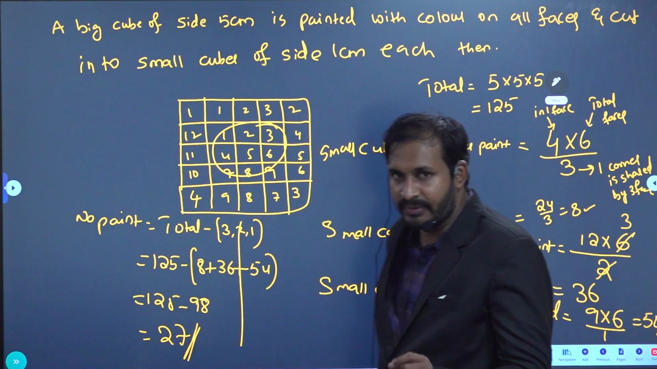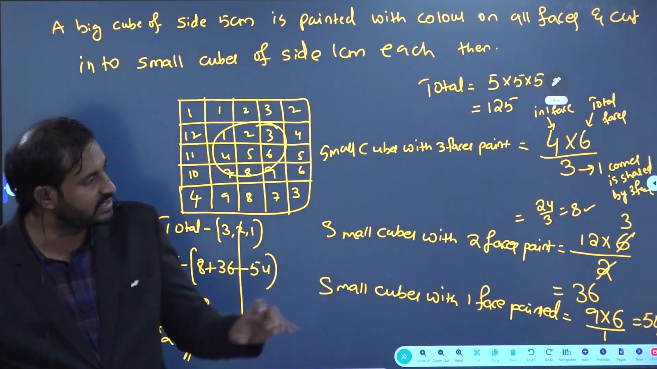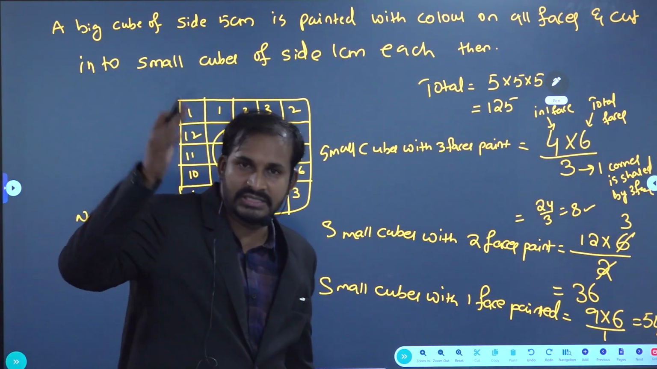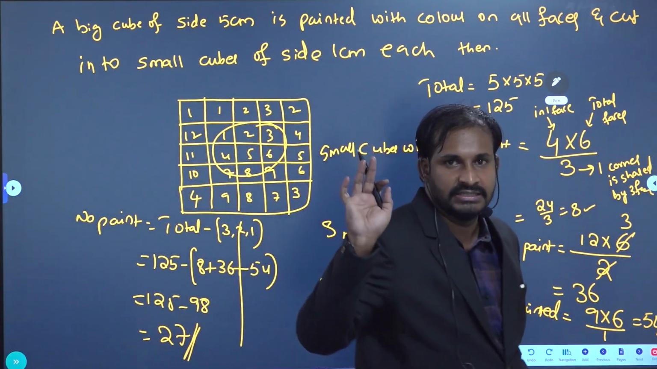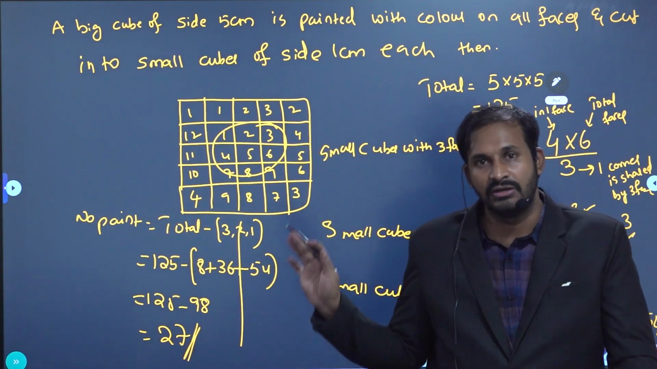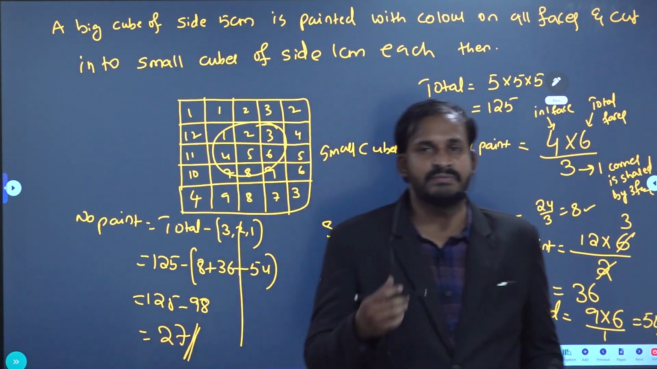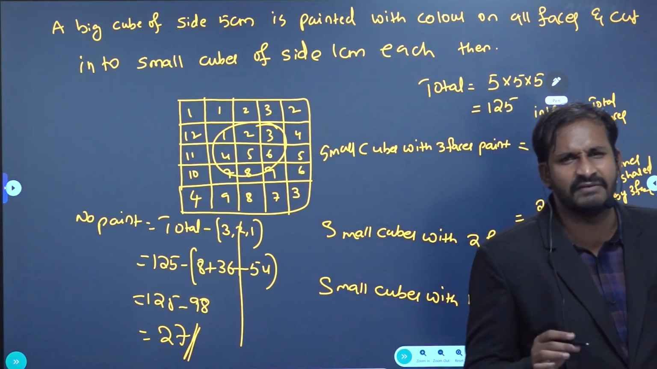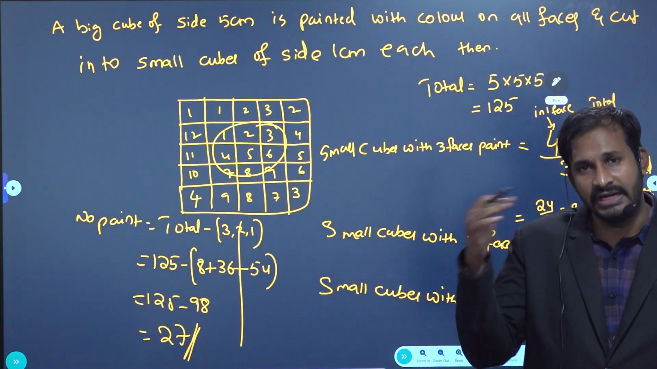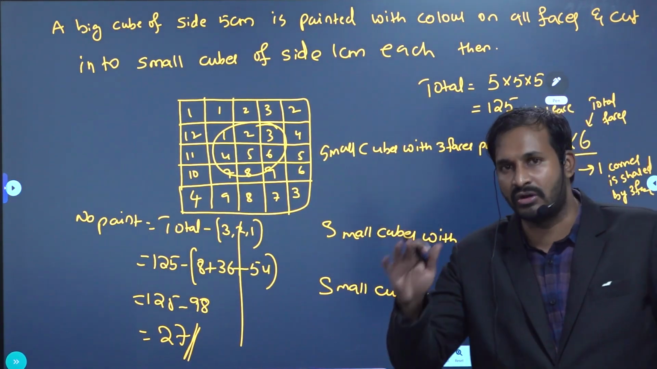How will you decide whether the question is simple? If it is cut into equal number of cuts along its length, breadth and height, then it is easy. And next thing, if it is painted with only a single color, it is also easy. Go and attempt it. Else, if it is painted with multiple colors and this, that and everything, it is a time taking one. Don't attempt that initially. Later, after solving all the problems, then solve those questions.